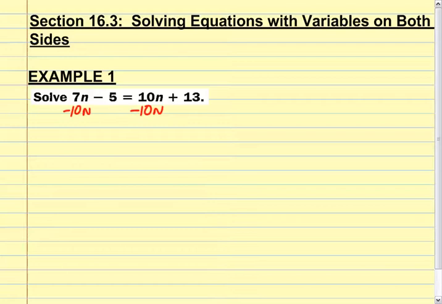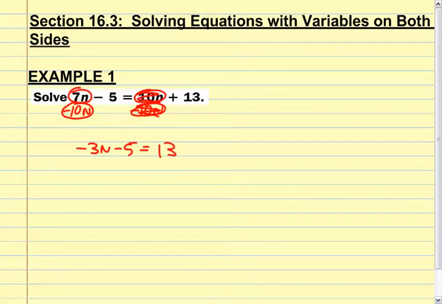Okay? So now, Maddie, what does this turn into? Negative 3n. What happens to those, Maddie? They cancel out. And it's just negative 3n and minus 5 is equal to what? Positive 13. Now this looks just like the stuff we did last night, doesn't it?